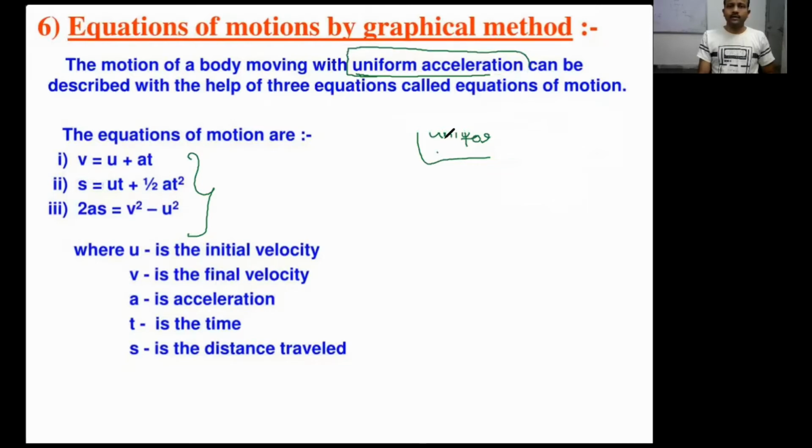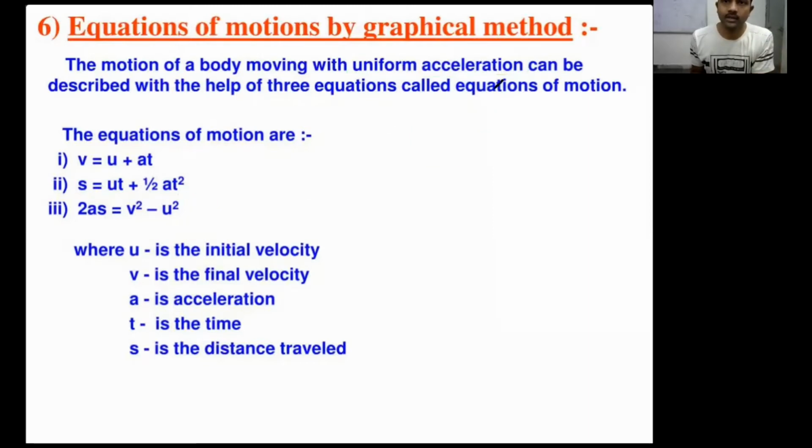Now, here we have the three equations of motion. What are they? v = u + at, s = ut + ½at², v² − u² = 2as, right? Here v indicates final velocity, u initial velocity, a acceleration, t time, and s the distance traveled.